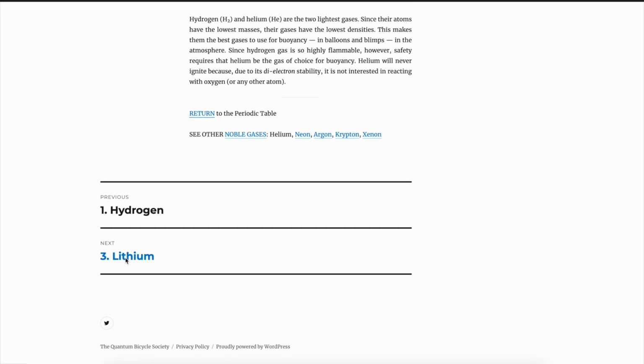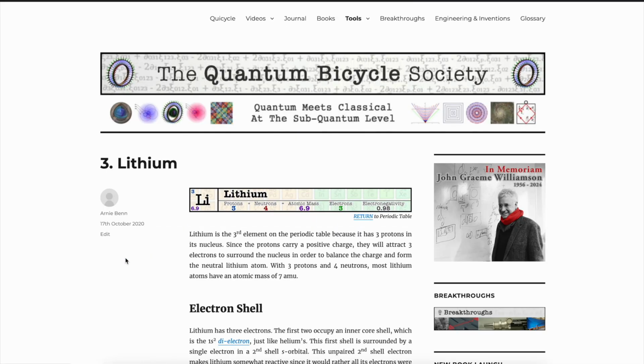Let's move on to lithium. Lithium is the 3rd element on the periodic table. It has 3 protons, 3 electrons to balance the charge, but it actually has 4 neutrons, giving it a mass of about 7. The fact that it's a 6.9 is an average. If you factor in all the isotopes of lithium, including those that have 3 neutrons, it lowers the average slightly below 7.